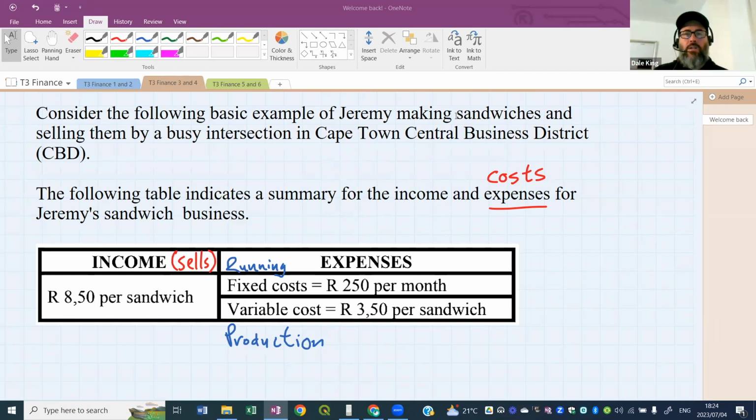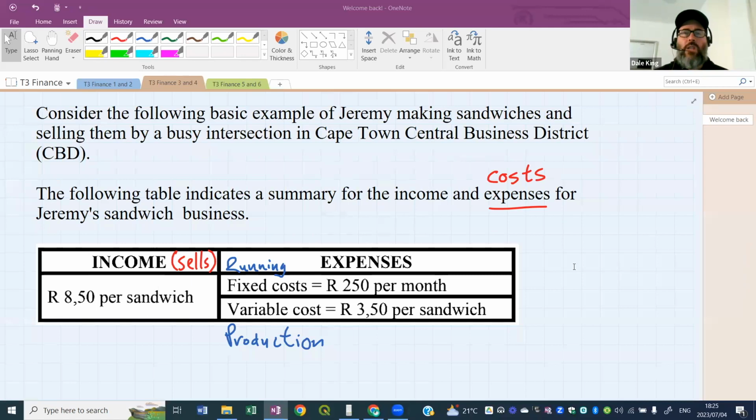Running costs, the amount of electricity your business uses, have nothing to do with how many sandwiches you make, or really nothing to do. The rent is not determined by how many sandwiches you make. It's a separate thing that runs in the background. Think of it like that. Production is directly related to how many sandwiches you make.